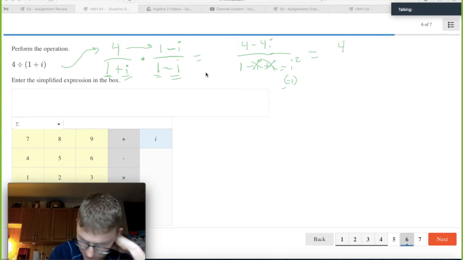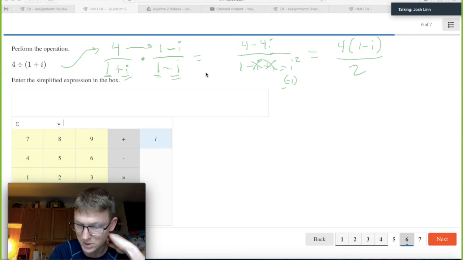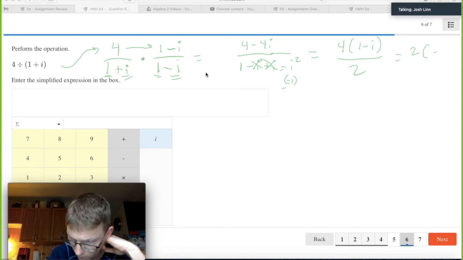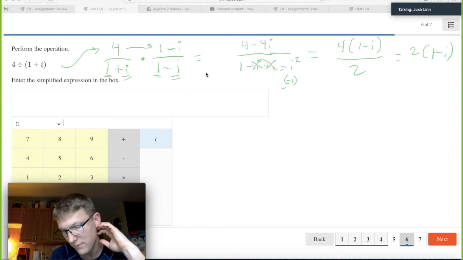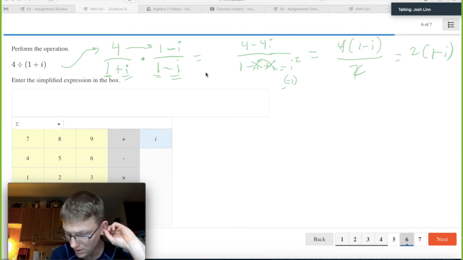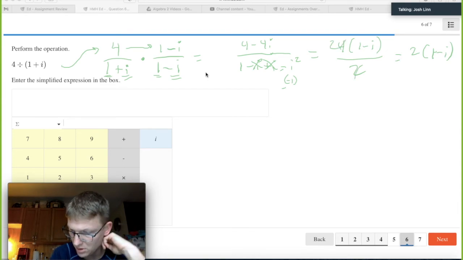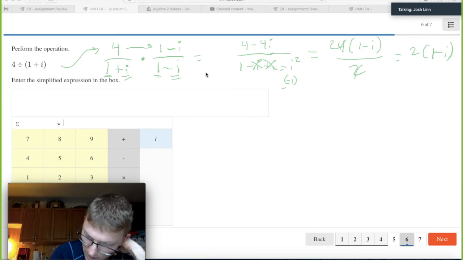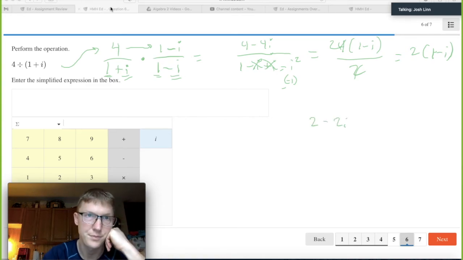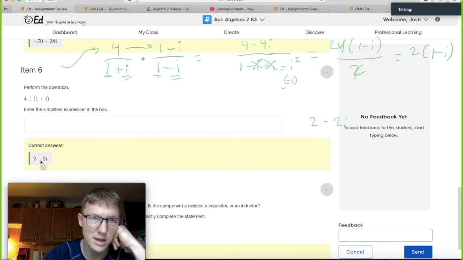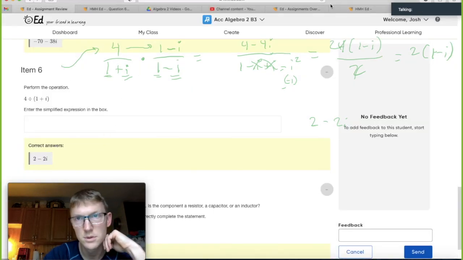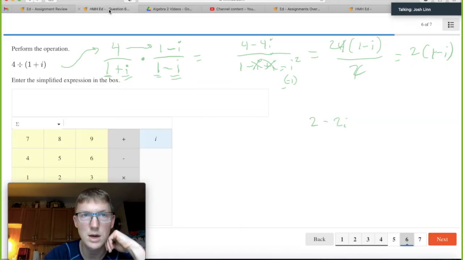So we're going to have 4, and I'm just going to pull that 4 right back out because we're going to need to simplify some stuff, over 2. Negative times negative equals positive. So now we've got 2 times 1 minus i, and so our 2's cancel out right there. That turns into 2. So then we can put that 2 back in. So now we've got 2 minus 2i. And that is the answer they are looking for. 2 minus 2i.